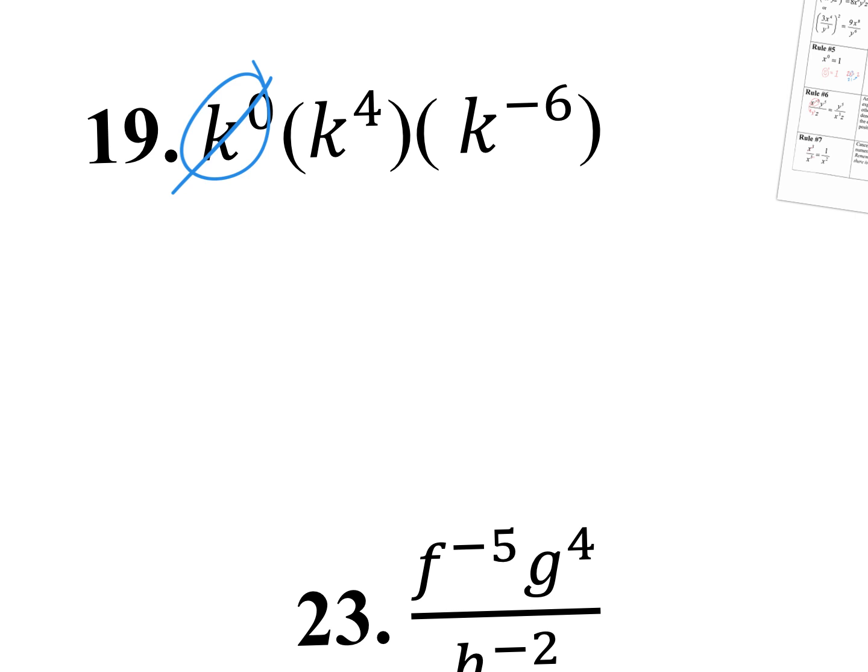Okay, what other rule? That was 1 rule. What other rule? K to the negative 6. Anything with the negative exponent must be grabbed and moved to the other side of the fraction. Thinking, what fraction?